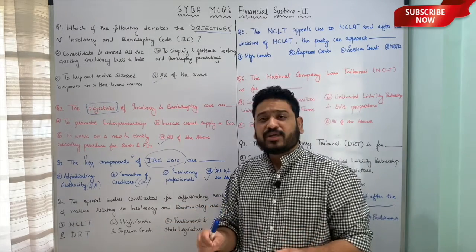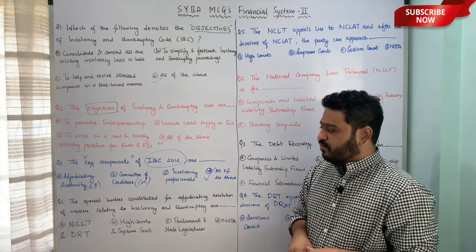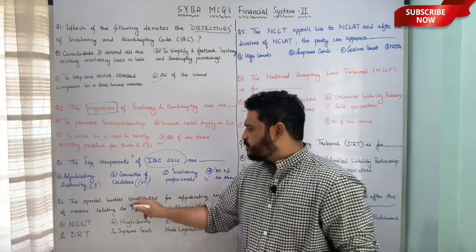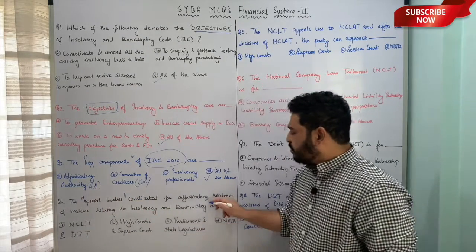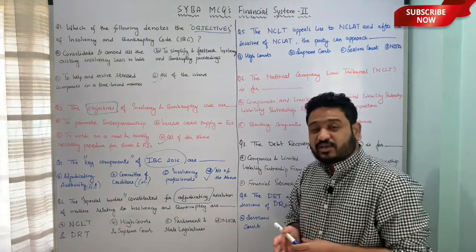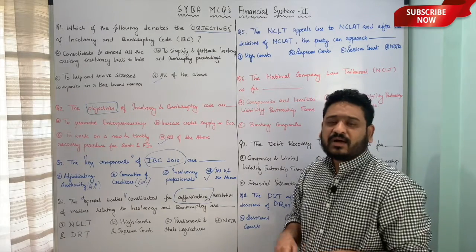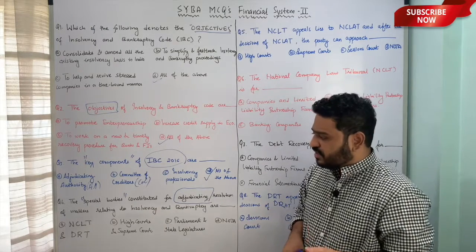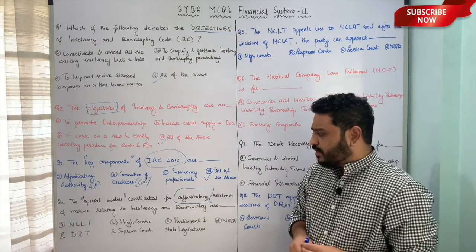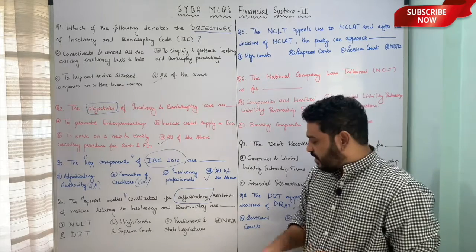The special bodies constituted for adjudicating resolutions of matters relating to insolvency and bankruptcy are what? What were the special bodies that were constituted for making decisions upon or providing a resolution mechanism for matters relating to insolvency and bankruptcy in India? What are the names of these bodies? Whether it is A, National Company Law Tribunals and Debt Recovery Tribunals, B, High Courts and Supreme Court, C, Parliament and State Legislatures, and D, none of the above.